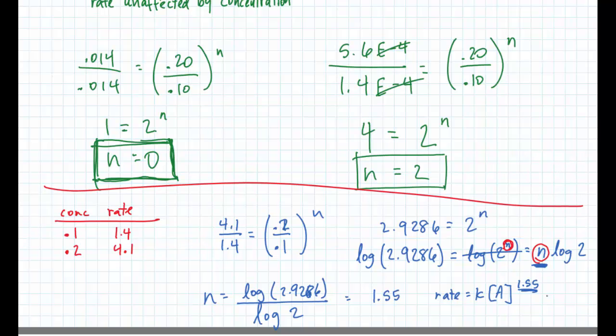I had actually originally rounded 2.9286 to 3, and I took 3 divided by 2 and I got 1.5 still. That might be a coincidence. Careful with that. I don't think that means anything. You can't just cancel out the logs over there. Wouldn't that be rounded to 1.6? Yeah, probably.